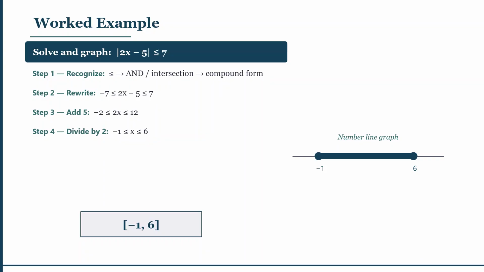Step 3. Add 5 to all three sections to isolate the variable term. Negative 2 is less than or equal to 2x, which is less than or equal to 12. Step 4. Divide all three sections by 2. Negative 1 is less than or equal to x, which is less than or equal to 6. In interval notation, the closed interval from negative 1 to 6. The number line graph has closed dots on negative 1 and 6, with shading between them. Notice both endpoints are included because the original inequality was weak, preserved through every operation.